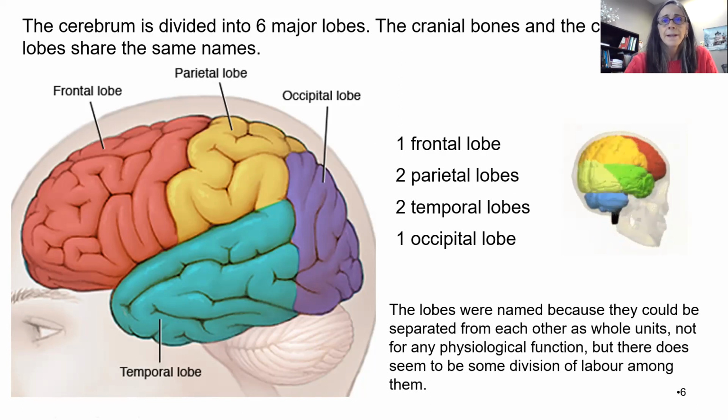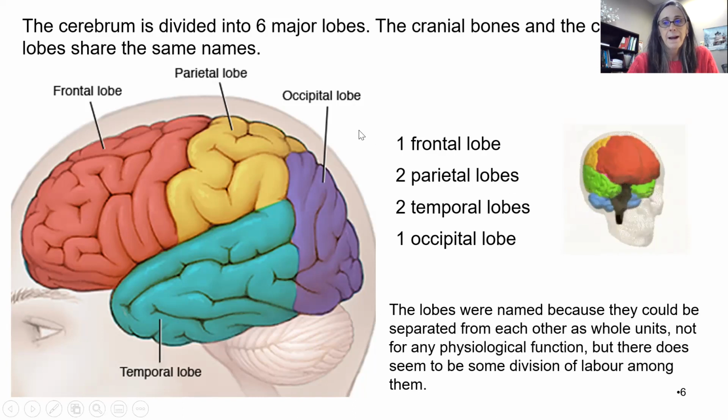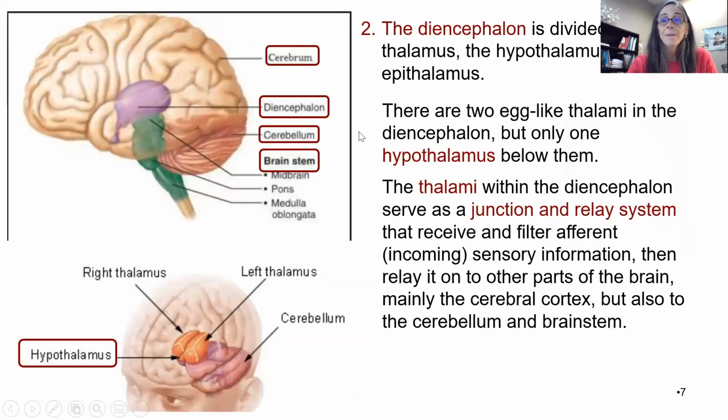So I do not have them in a lab. You do need to know the lobes, but you don't have to know what specifically they're in charge of. I didn't put it in. I'm more concerned that you know the general 4 regions of the brain and their parts.